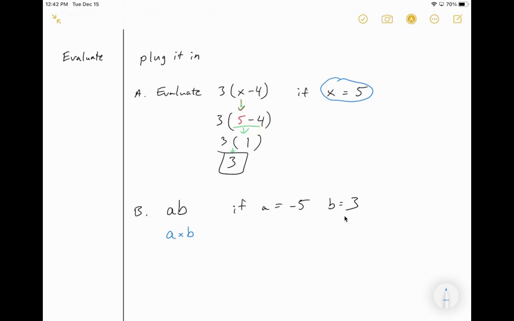Okay, so now let's plug it in. -5 times 3. So what's -5 times 3? Go ahead and do that one. All right, -5 times 3 is, we know the answer is going to be negative, and 5 times 3 is 15.